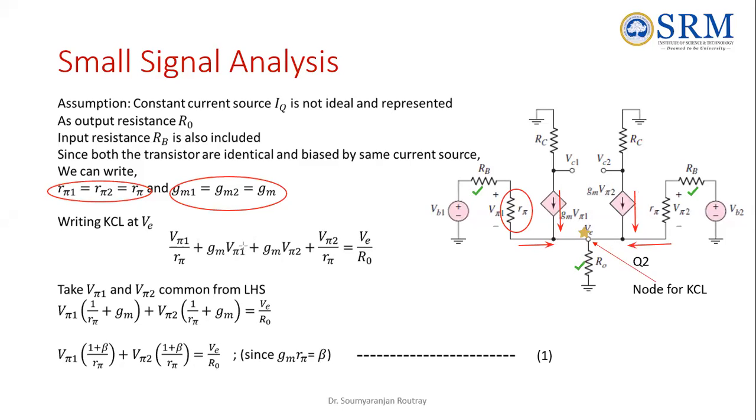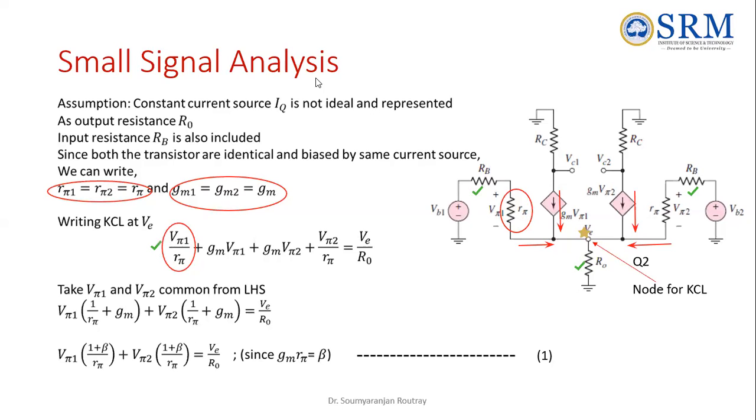The first term is V pi 1 divided by R pi. How does it come? Current means V by R, voltage by resistance. You see how much current is coming through this line. R pi is the resistance and V pi 1 is the voltage, so V pi 1 by R pi 1 is the first term. So the first one is clear.